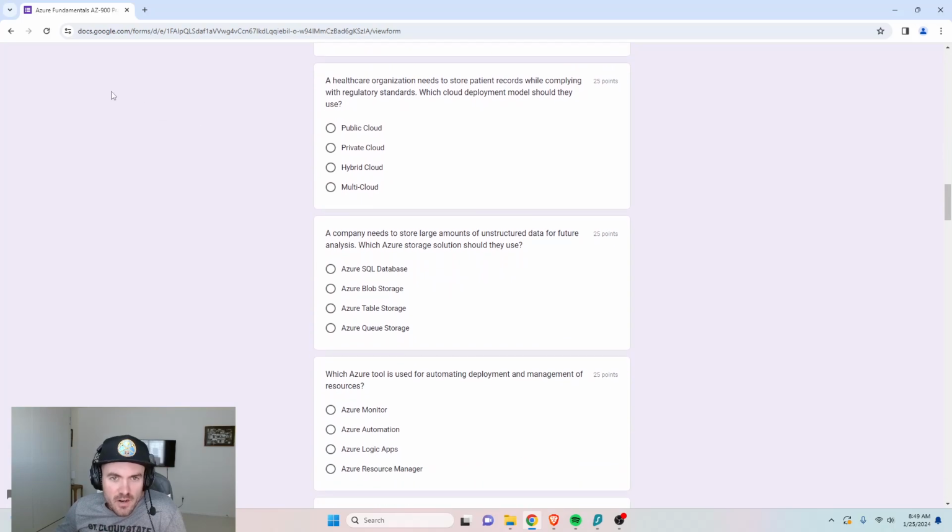All right, a healthcare organization needs to store patient records while complying with regulatory standards. Which cloud deployment model should they use? Okay, so basically it sounds like they don't want to be sharing infrastructure, so we're going to rule out public. Multi-cloud could also have components of public. That's kind of a broad term, so we can rule that out. And then hybrid, again, also that means some private, some public, so we can rule that out. I'm going to go with private.